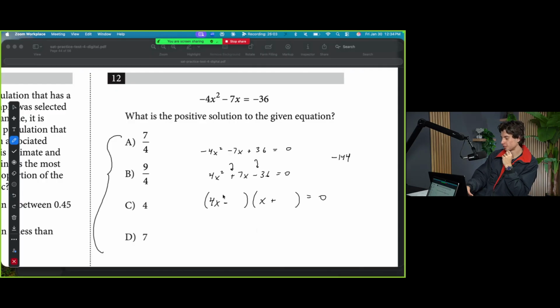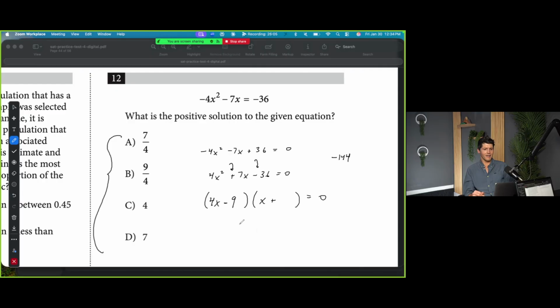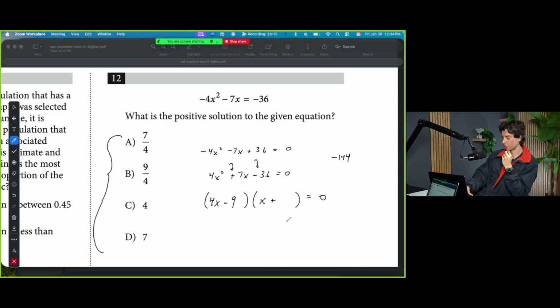Yeah, beautiful. And the 9 would imply what about the other factor? It would be x plus what, in order to get 36? We have to multiply it to -144. Yes. Okay, cool. If we have -9, it would be +16. Yes. And so, +16, but then is it divided by 4?